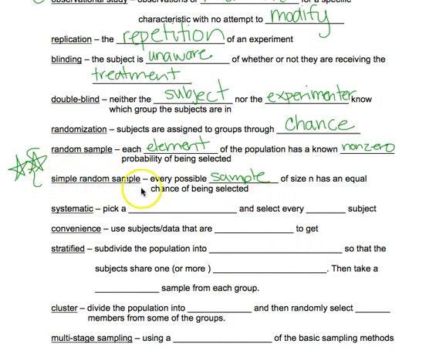A sample is simple random if every possible sample that we could make of size n, so in the example I just gave of size 2, if every possible sample of size 2 has an equal chance of being selected. And that's what we're talking about when we're talking about simple random. So we're talking about all the possible samples having an equal chance. A random sample is when we're talking about the individual elements having a known non-zero chance or non-zero probability.